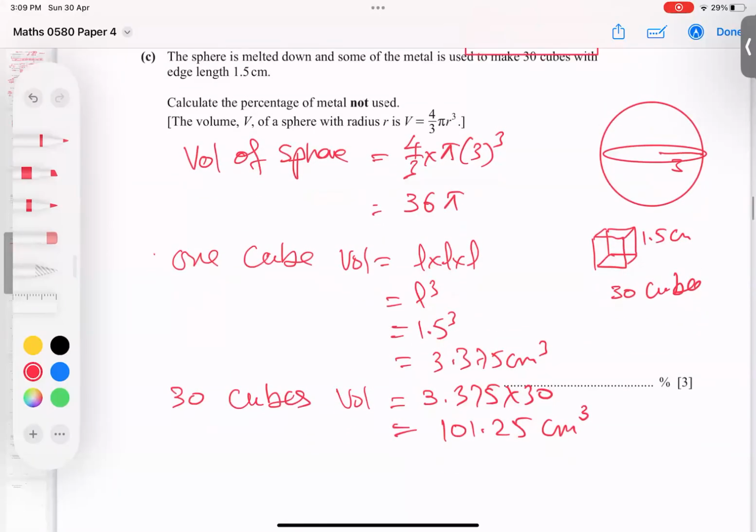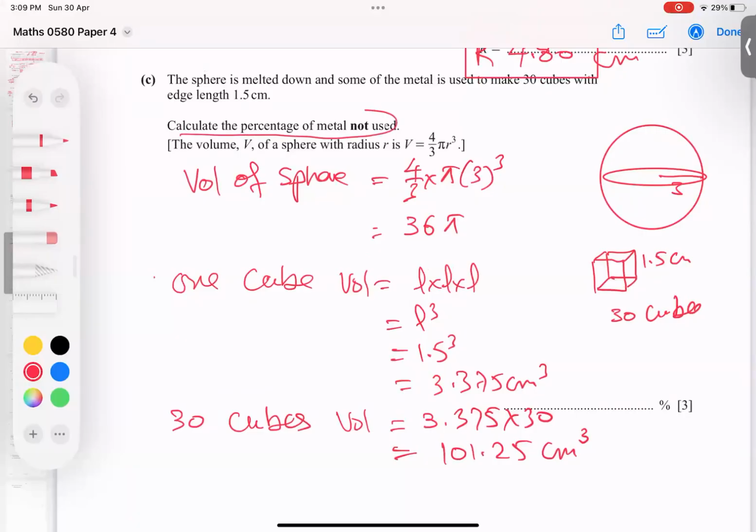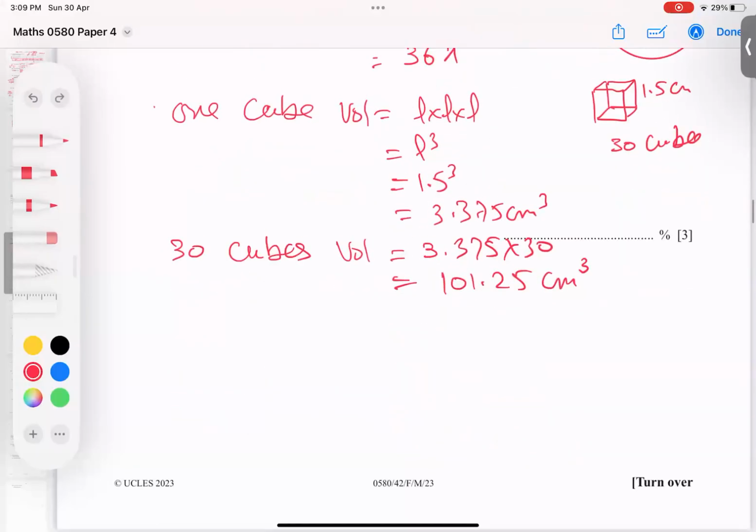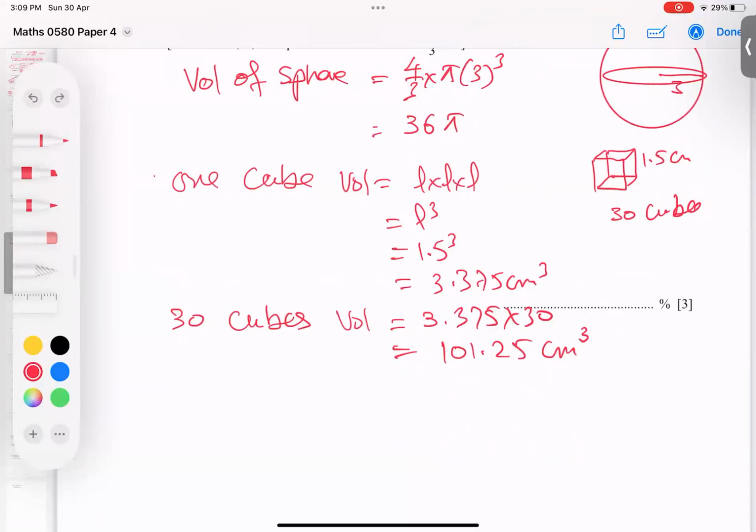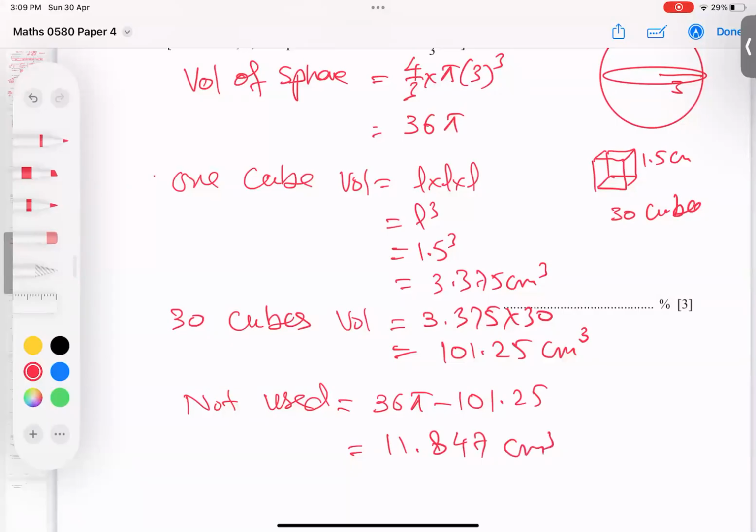I hope up till here you understood. And he said how much is left behind, what is the percentage of metal not used? So what is not used, students? From this, subtract this. So 36 pi minus 101.25. So let's see, students, what is coming. And how much not used is 11.847 centimeter cube. I hope up till here, point is very clear.